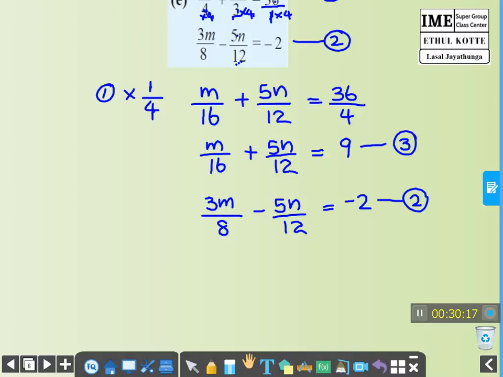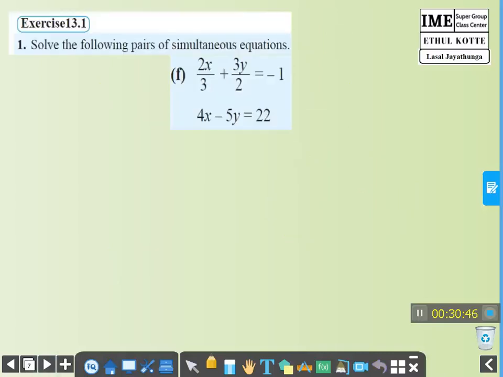Now, if I explain further, when you analyze the n terms here, plus 5n over 12 and here minus 5n over 12, plus and minus, same coefficients. How to cancel that? By adding or subtracting? By adding. So you have to add the equations, equation number 3 and equation number 2. From here onwards you should complete and send me the answers like earlier you did. Right. Next one.